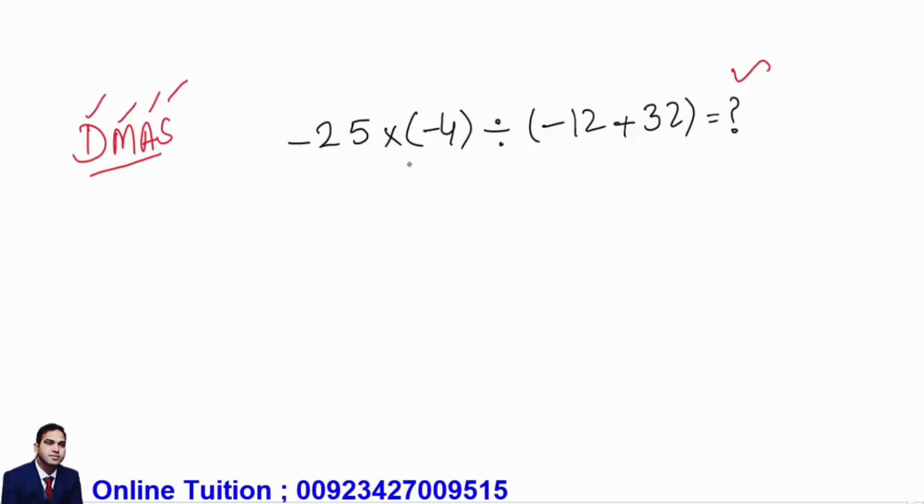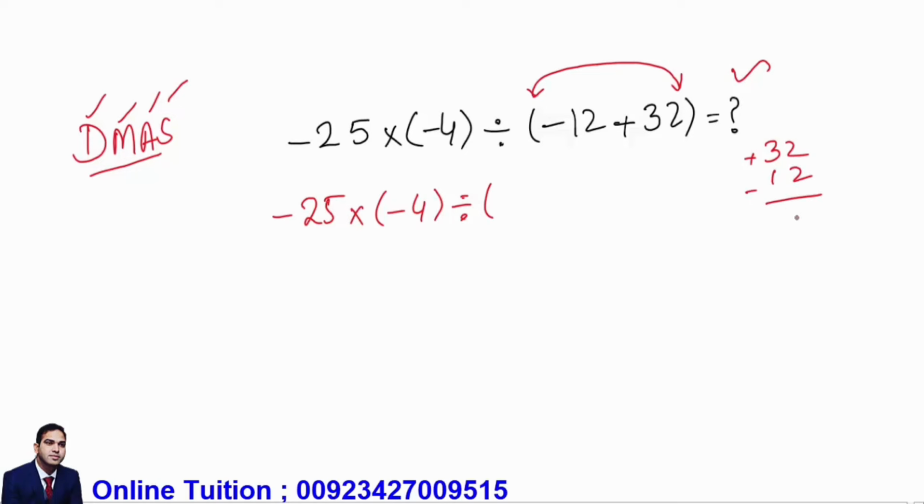And there are brackets in this question. So first of all, you have to solve the bracket. Now negative 25 multiply negative 4 divided by, simplify this bracket, bracket close, that is negative 12 and plus 32. So 32 plus negative 12, and the answer is 20 with plus. Okay, plus 20 is the answer after solving this bracket.